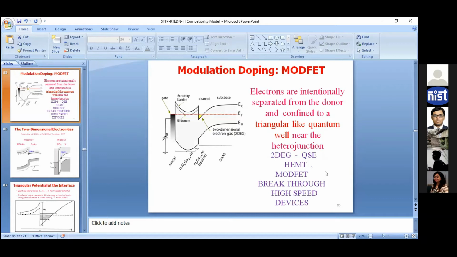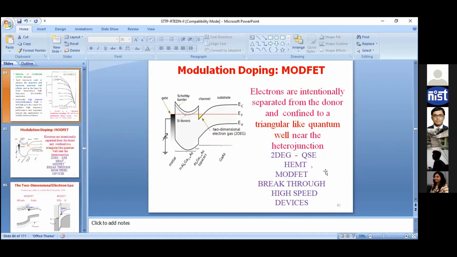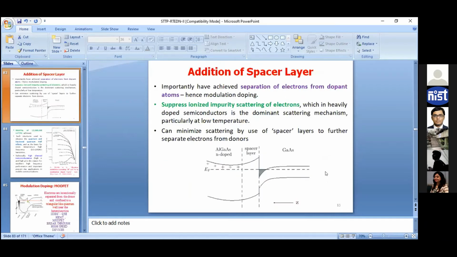Is there any contribution of defect states in this to reduce the effect? Actually, you will explain everything in the next class. Okay, fine, sir. No problem, I will tell you here. That is a good point you have noted.